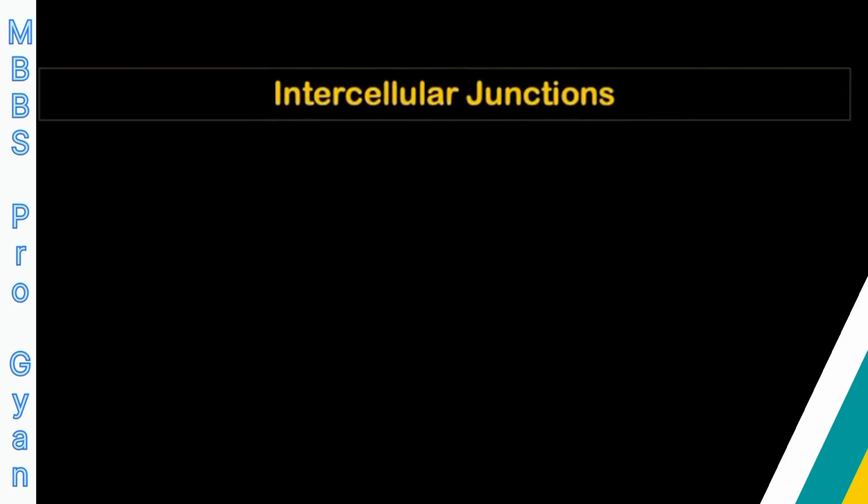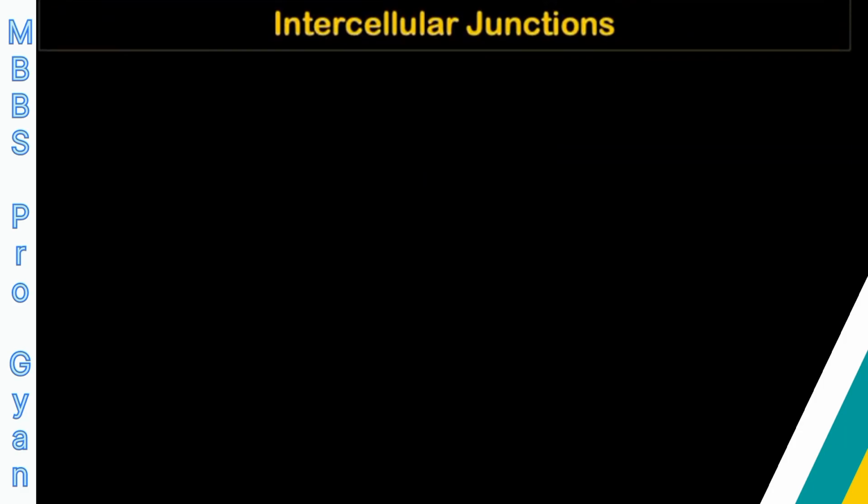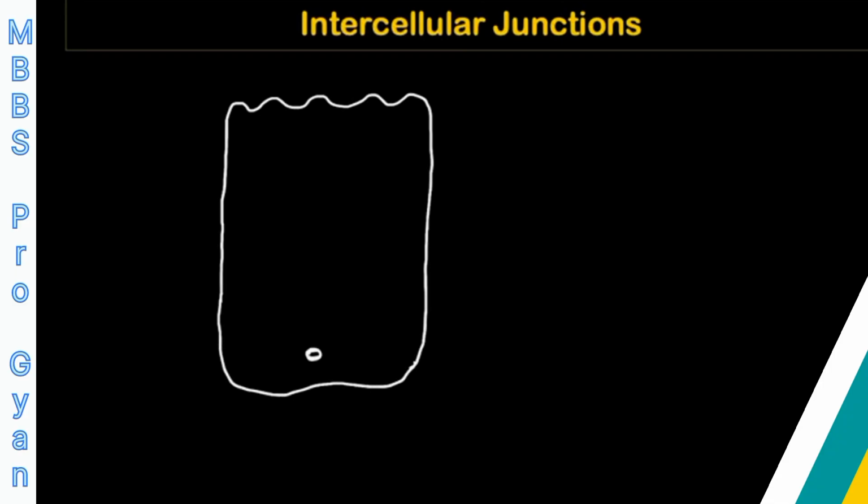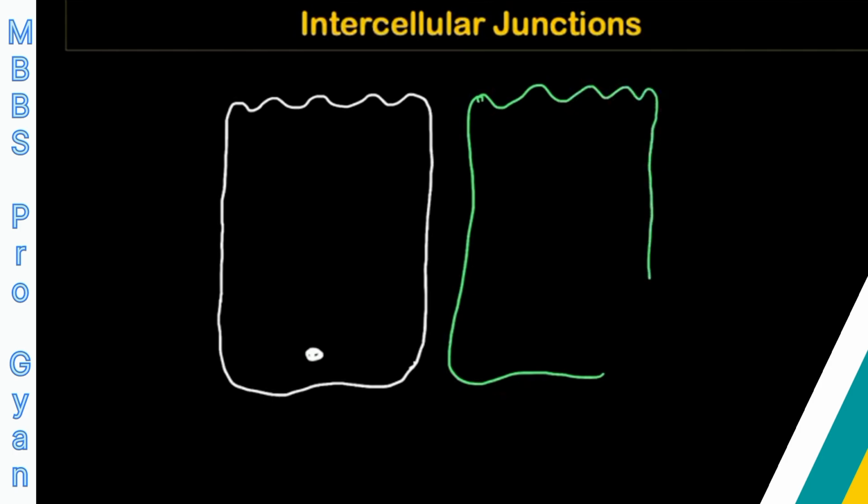Now we are coming to the next topic, that is the intercellular junction. I told you intercellular junction means the cell to cell interaction, right? So suppose I am drawing one epithelium cell. Suppose this is one epithelium cell, right? This is the nucleus of the epithelium cell. And I'm drawing another epithelium cell here. Another epithelium cell. This is the apical part. And this is the basal part.